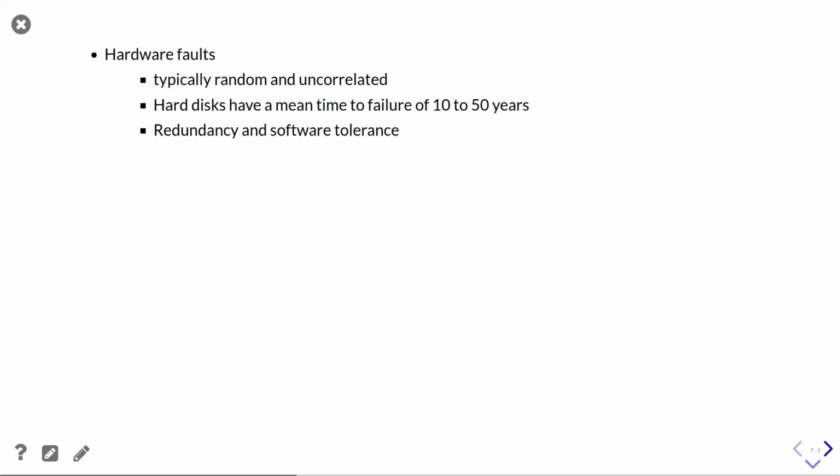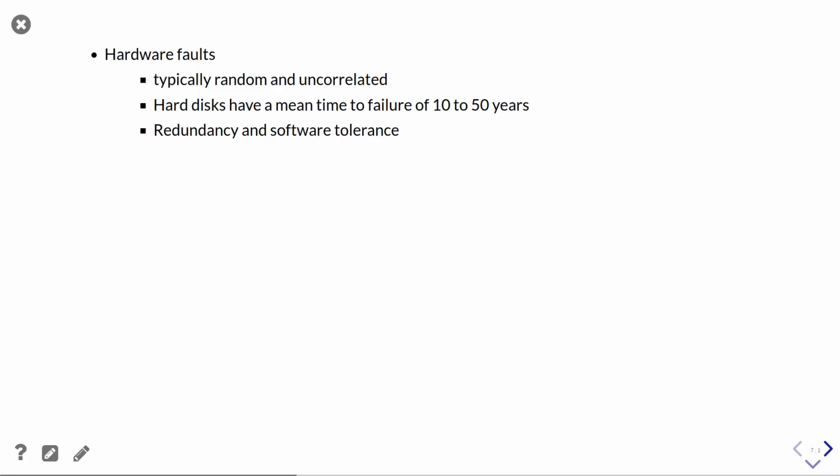Hardware faults typically are random and uncorrelated. Here one machine dies, there another machine dies, and they are usually uncorrelated. This kind of failure is pretty common because hard disks and other hardware have some mean time to failure. For example, a typical hard drive would have 10 to 50 years of mean time to failure. When you have thousands and thousands of hard drives, you are bound to see some failures of those hard drives.